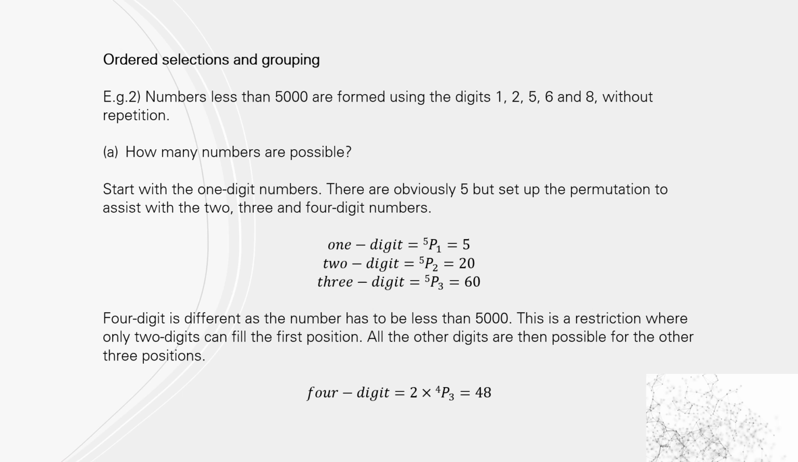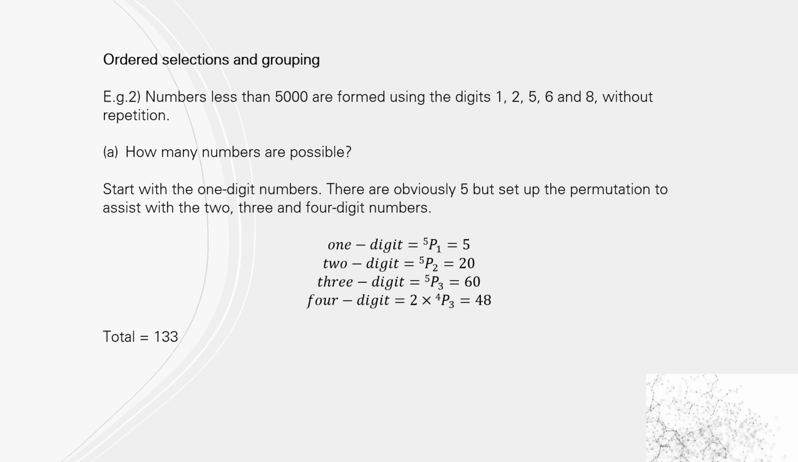So now we go with our restrictions. Only 2 digits can fill that first position. All the other digits are then possible for the other 3 positions. So we've got 2 for the first one, times, once we fill that first position with either the 1 or the 2, we've then got 4 numbers to choose from and 3 positions to fill. So that's 2 times 4P3, which is 48. So the total number is adding those up and you get 133 total numbers.